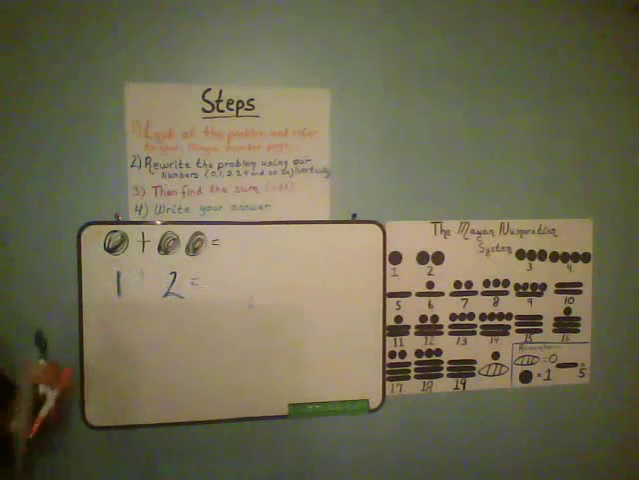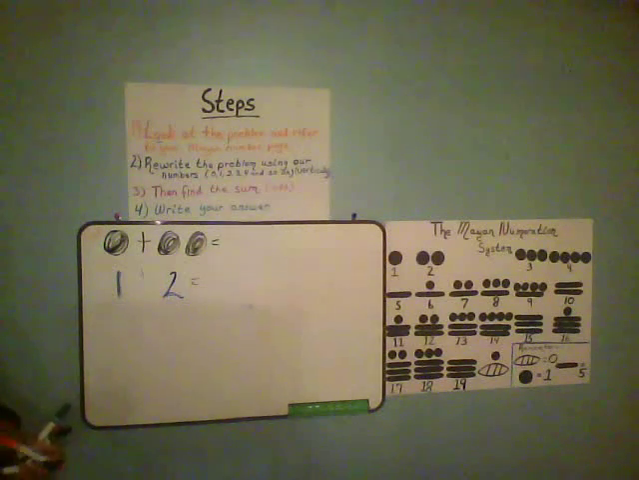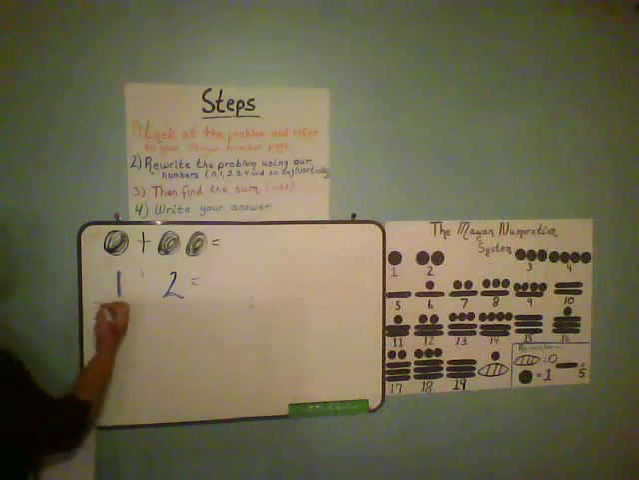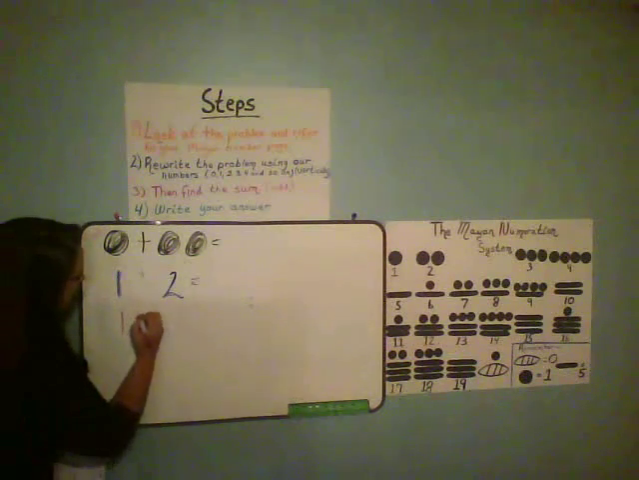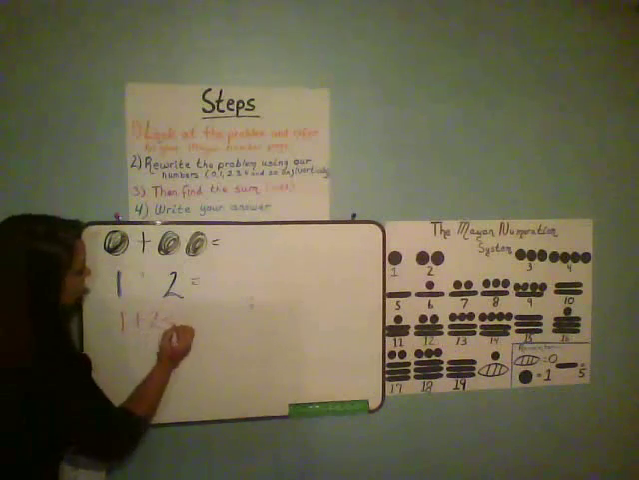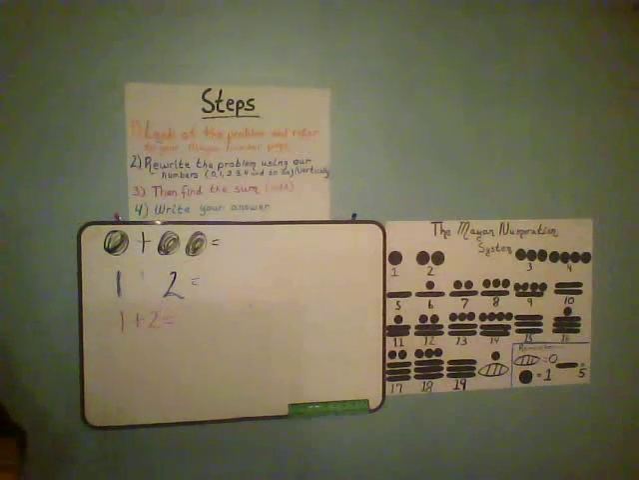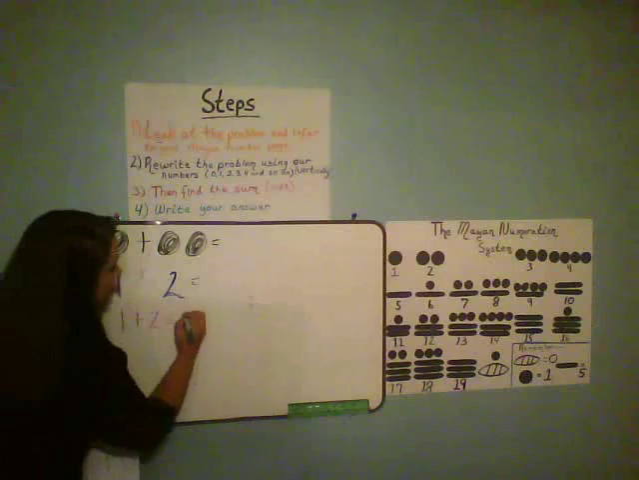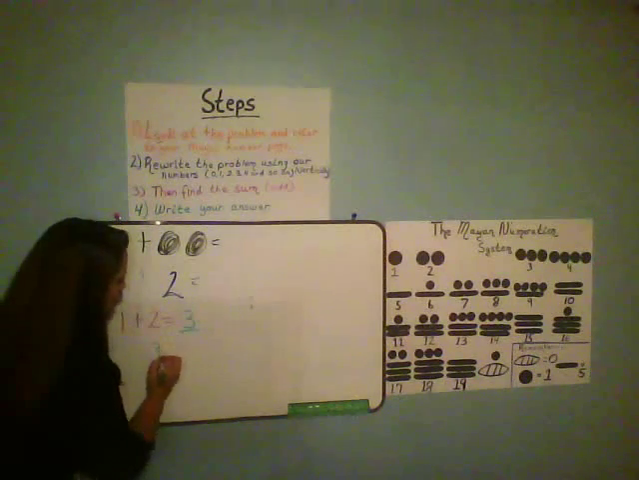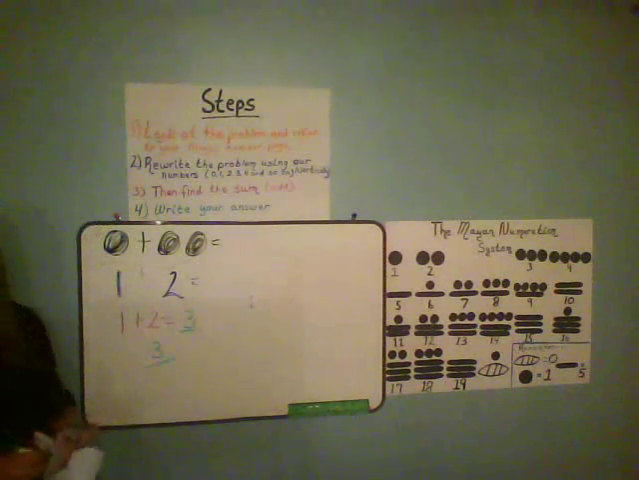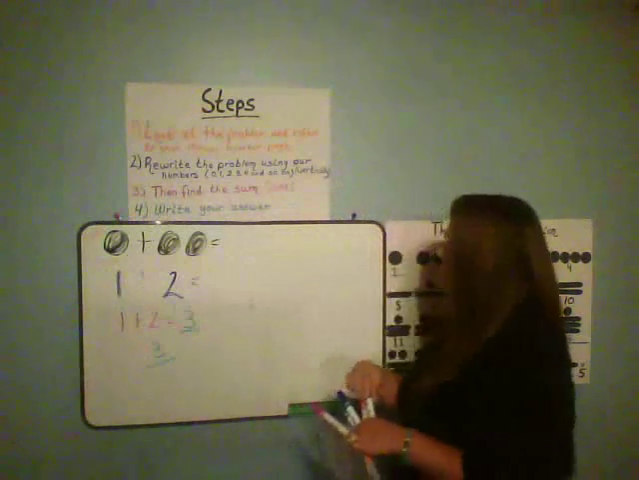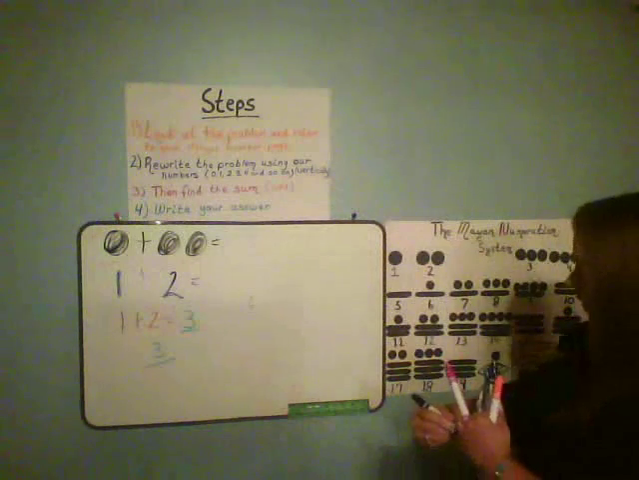The third step is going to be find the sum. We're going to add them. So we have 1 plus 2 equals, and our fourth step is to write our answer. So 1 plus 2 equals what, friends? 3. So 3 is our answer. Excellent. Voila, just like that. All right, let's try another one.